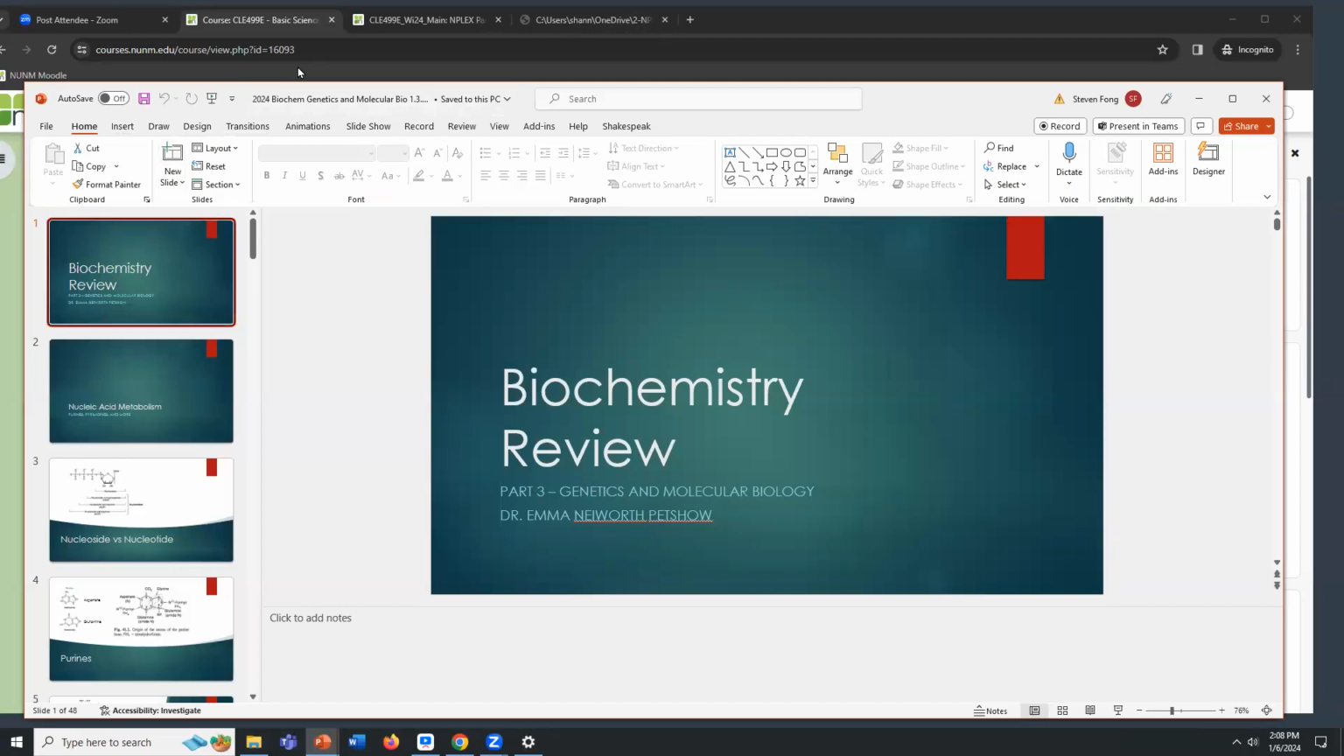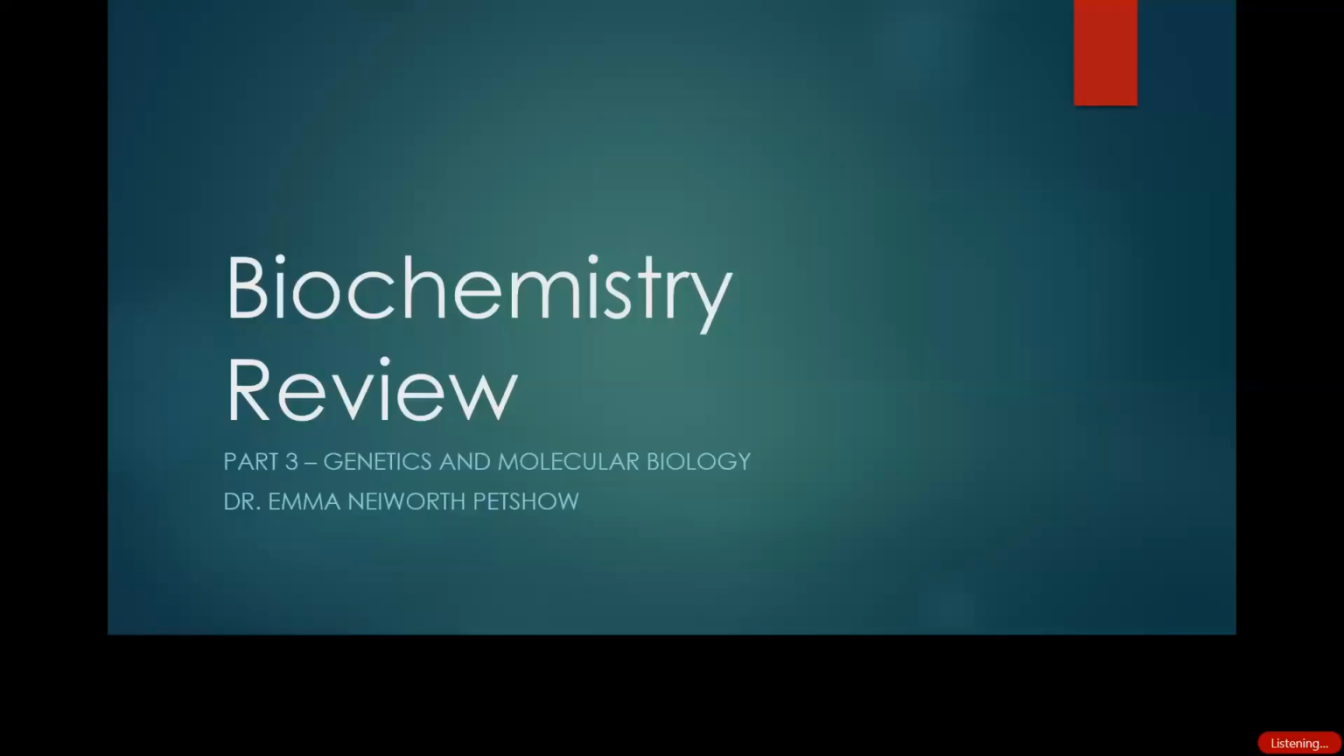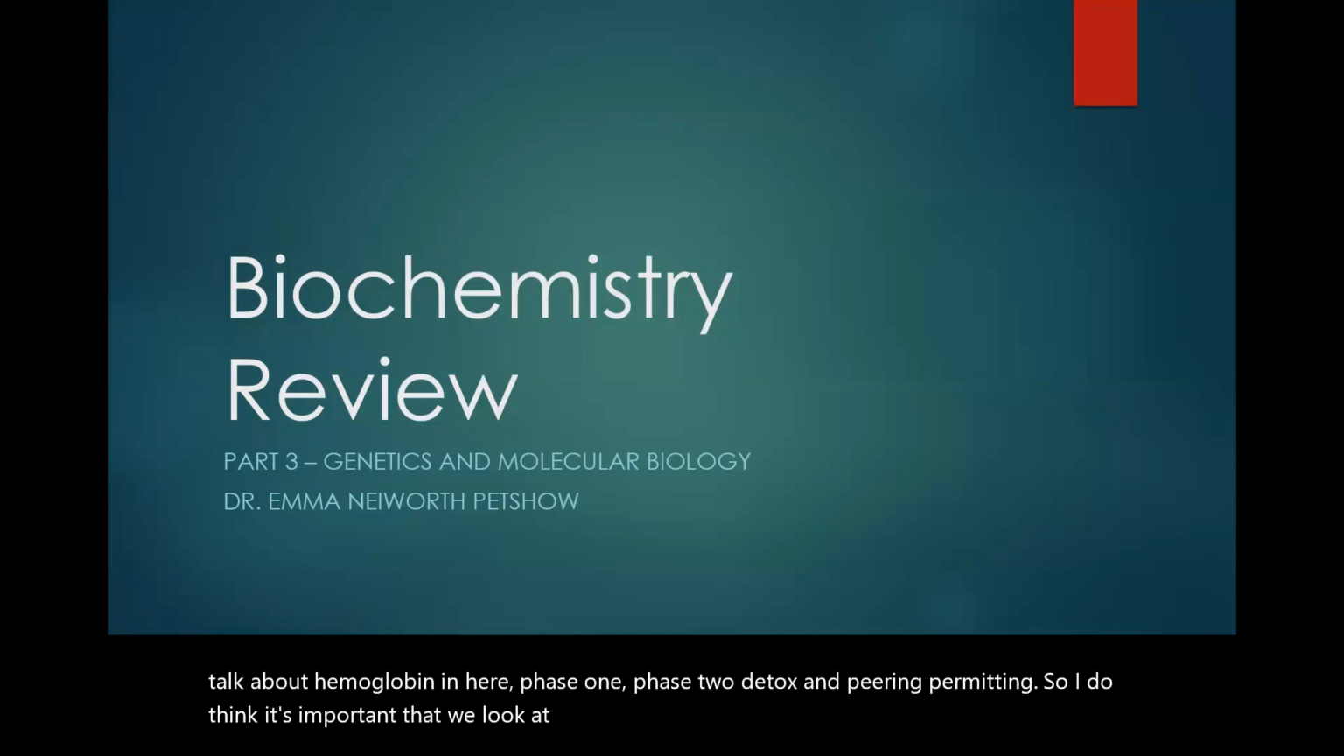So we're going to do part 3. This is our genetics. I almost skipped this and decided to move forward into a different section, but I do think it's good we cover it. We talk about hemoglobin in here, phase 1, phase 2 detox, and purine pyrimidines. So I do think it's important that we look at it, but we might not spend quite as much time. I'd say this would be lower yield than the first 2 lectures.